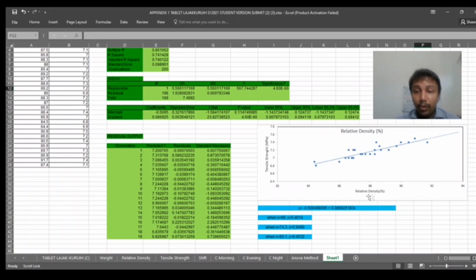When the relative density is 68%, we can predict the tensile strength will be 5.4 megapascal. When the relative density is 74.3%, the tensile strength will be 5.94 megapascal. When the relative density is 80.1%, the tensile strength will be 6.4.